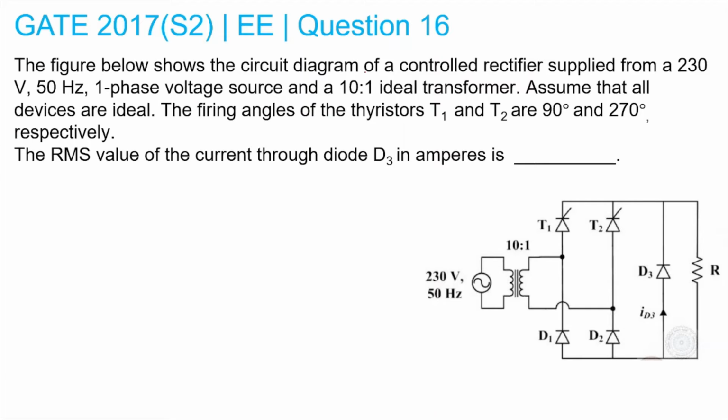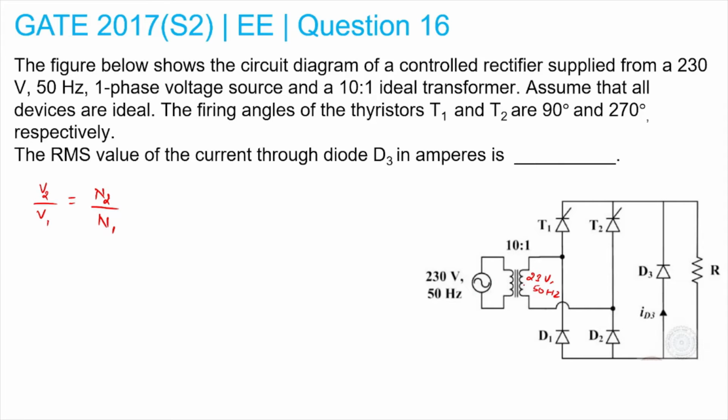The problem is saying that this rectifier is fed with a single phase transformer with the voltage of 230 volt, and it is a step down with the turns ratio of 10 is to 1. So we all know that V2 by V1 is equal to N2 by N1. This is the transformation ratio that can be applied. So we can assume the rectifier is fed with 23 volt, 50 hertz, right?